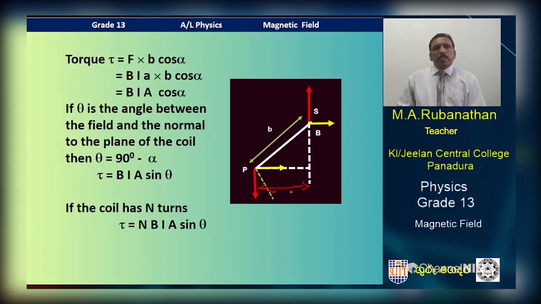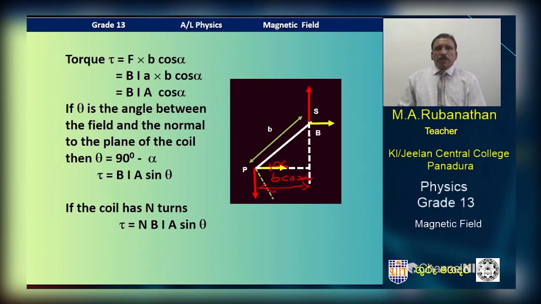So this distance is B, and this angle is alpha. Therefore, this one is B cos alpha. That's why we write F into B cos alpha: the magnitude of the force and the perpendicular distance between these two parallel forces. Therefore, F into B cos alpha.